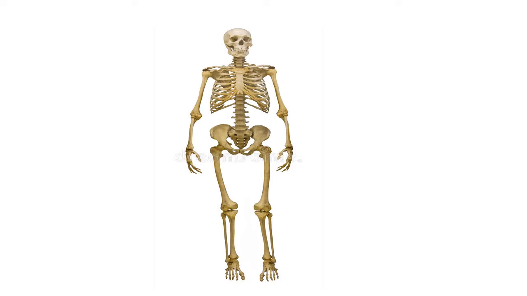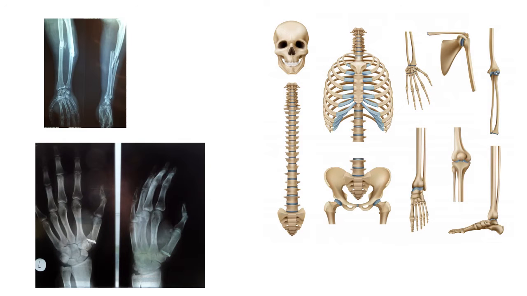a shape to our body. This framework is called the skeleton. So what is the skeleton? Skeleton is the arrangement of bones in our body such that they give a specific framework to our body. And how do we know that there is a skeleton and that the skeleton gives the shape of our human body?